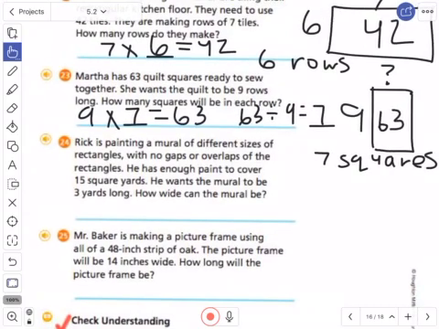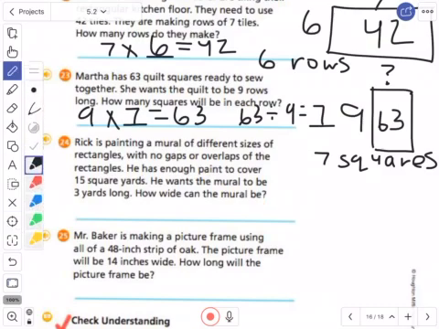Now, as I've been going through this, I'm actually going to read these 2 problems. I'm going to have you try it yourself. And then I will post an answer video after this too, just so you can check it. Okay, number 24. Rick has painted a mural of different sizes of rectangles with no gaps or overlaps of the rectangles. He has enough paint to cover 15 square yards. He wants the mural to be 3 yards long. How wide can it be?